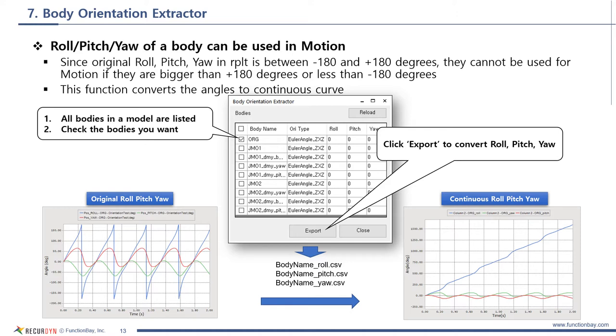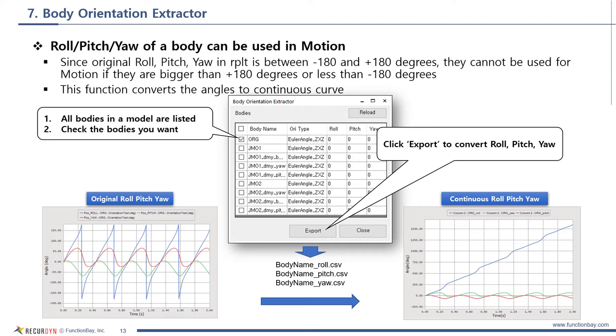-180° to +180°. If non-continuous angle data is input into the motion, as it is, abnormal behavior can be appeared. Therefore, it is required to convert continuous angle value and input them as a motion profile. Body orientation extractor allows to output the desired body orientation value as a continuous angle.